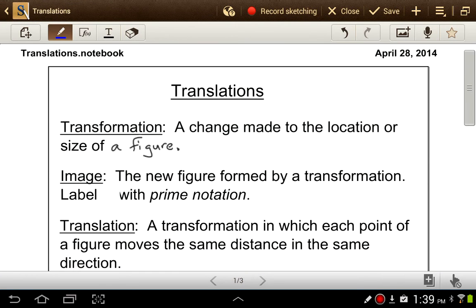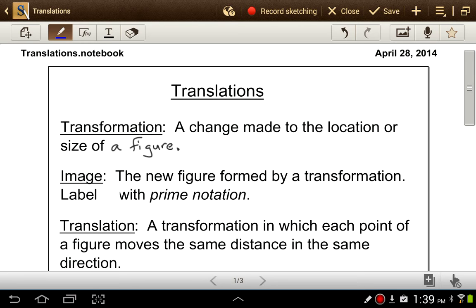A translation is a type of transformation, and there are different types of transformations that you can do. You can have a translation, which we're going to discuss today. You could do a reflection, you could do a rotation, or you could do a dilation. We're going to go over all of those, but today we're going to focus on a translation.